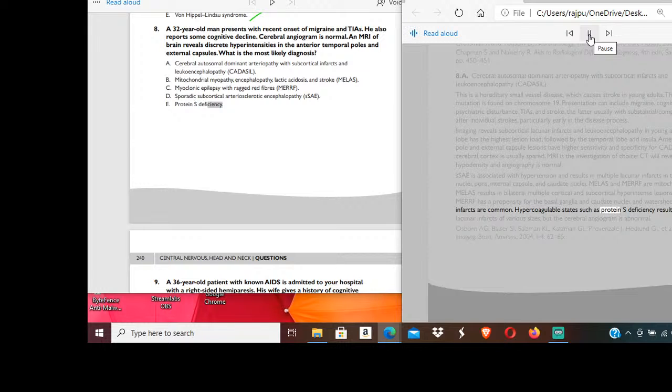Hypercoagulable states such as protein S deficiency result in cortical and lacunar infarcts of various sizes, but the cerebral angiogram is abnormal. Osborn AG, Blaser SI, Salzman KL, Katzman GL, Provenzale J, Hedlund GL, et al. Diagnostic Imaging: Brain, Amirsys, 2004, I4, 60-65.